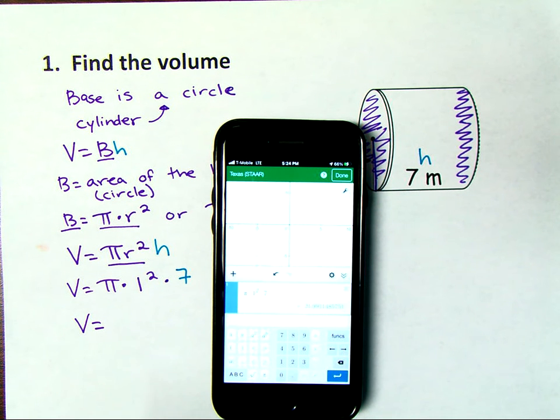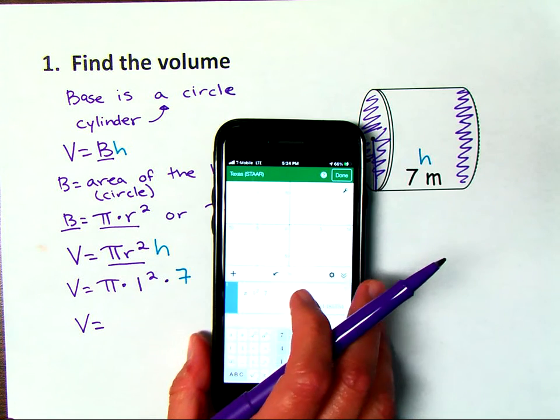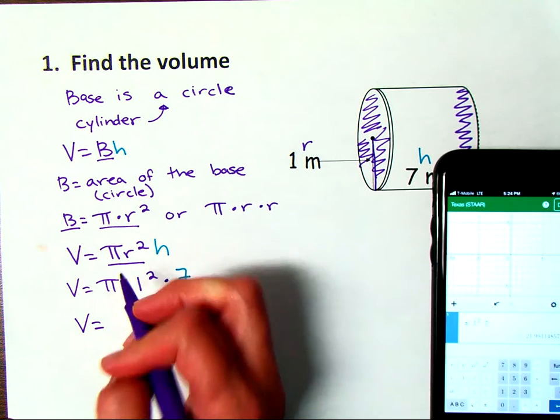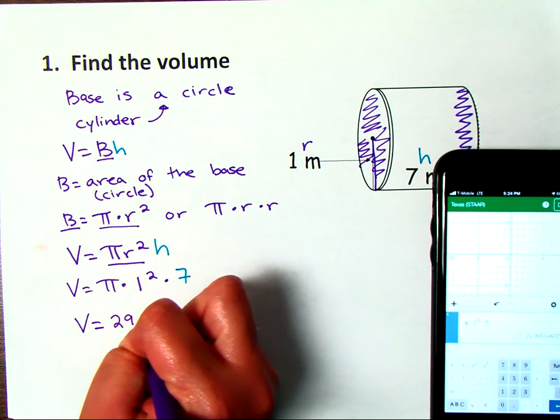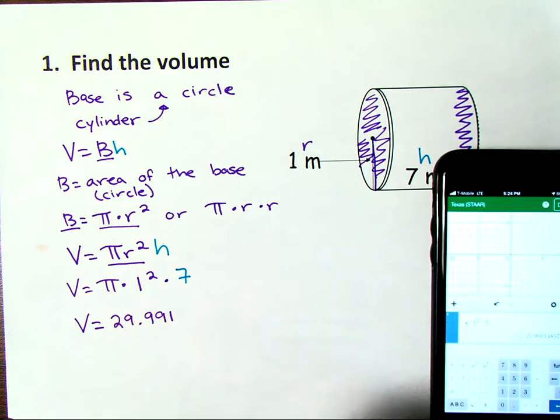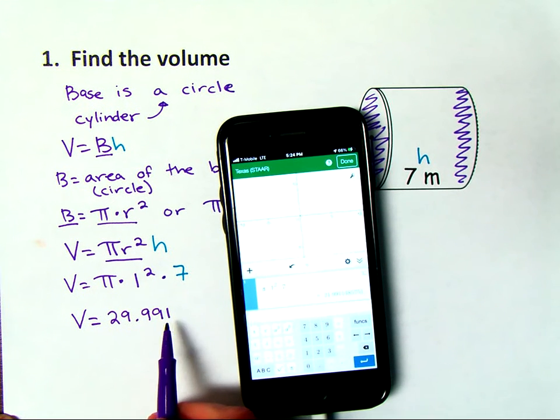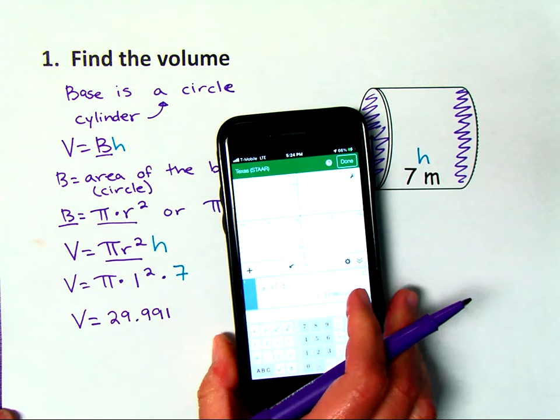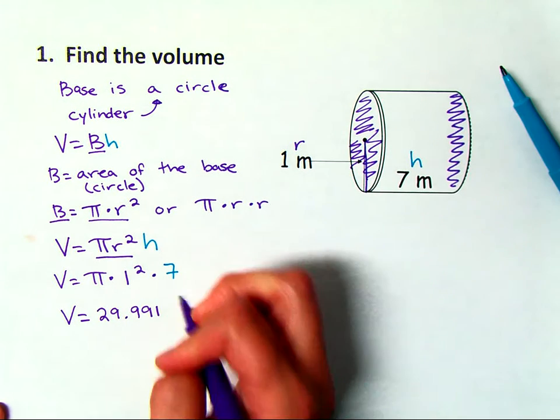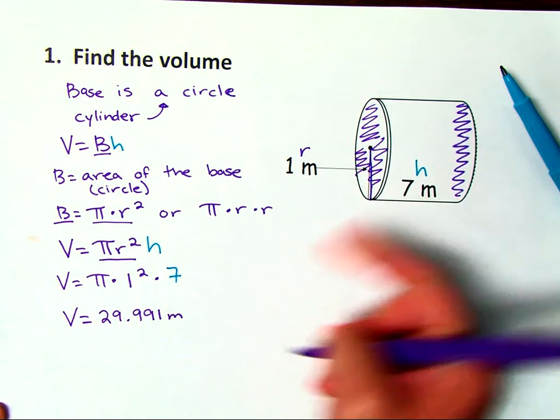So hopefully you got 21.991485751. But we're going to round to the nearest thousandth. So that's going to be 21 and 991 thousandths, because we have another 1 in that next ten thousandths place. So remember, 4 or less, let it rest. 5 or more, add 1 more. And my units are going to be meters to the 3rd power.